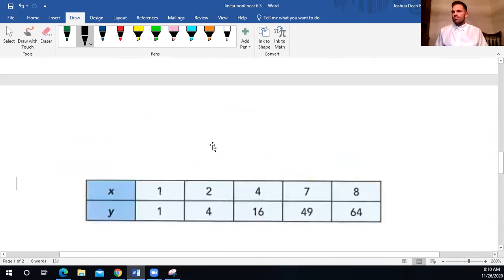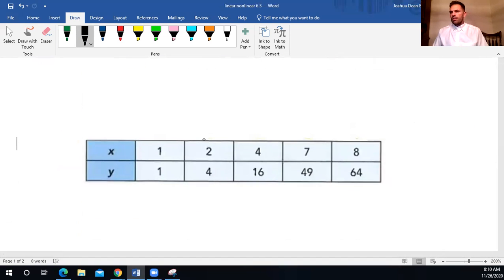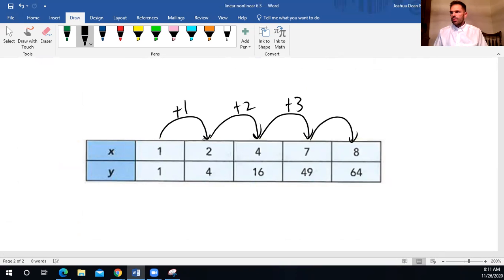Let's look at another one. Again, we want to find the change between each variable. So 1 to 2 is a plus 1. From 2 to 4, it's a plus 2. From 4 to 7, plus 3. 7 to 8, plus 1.